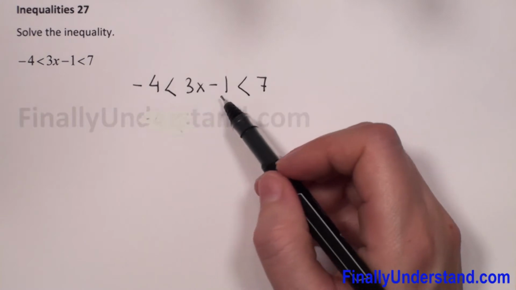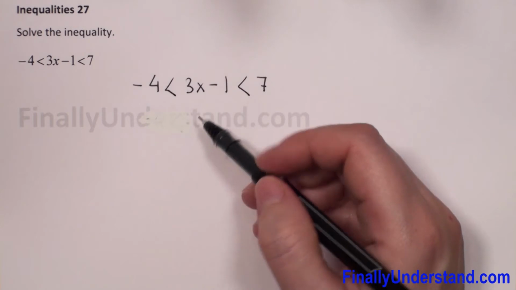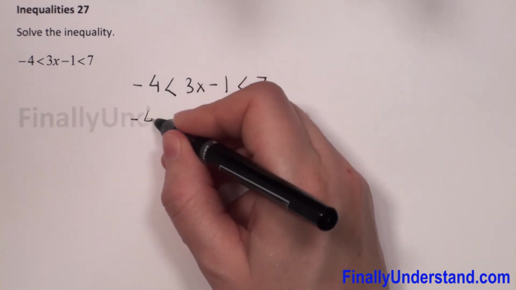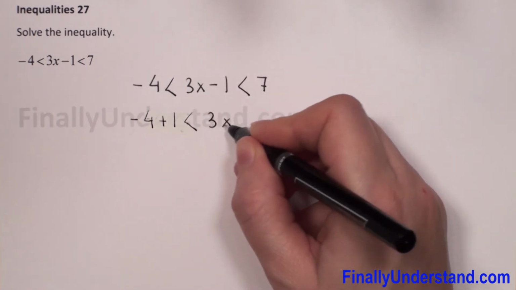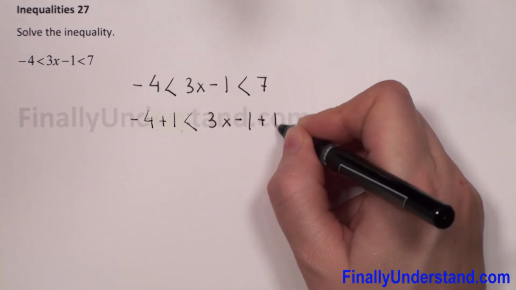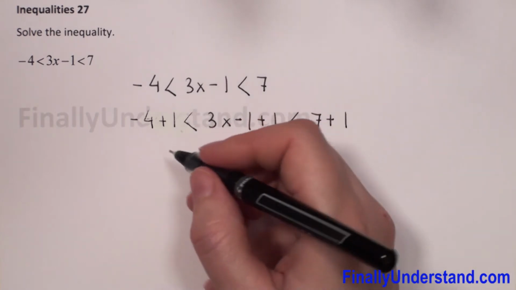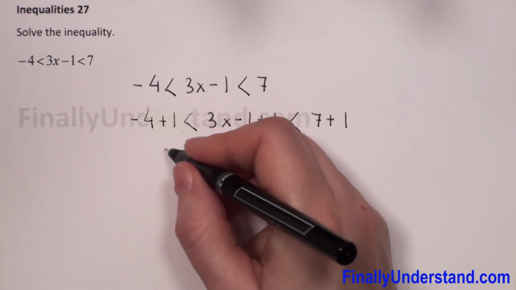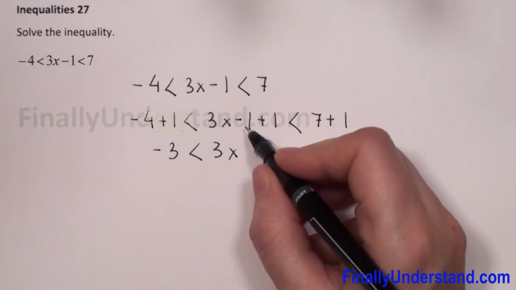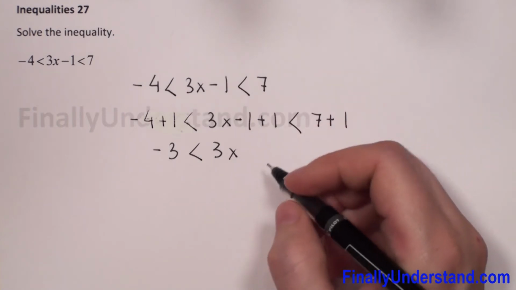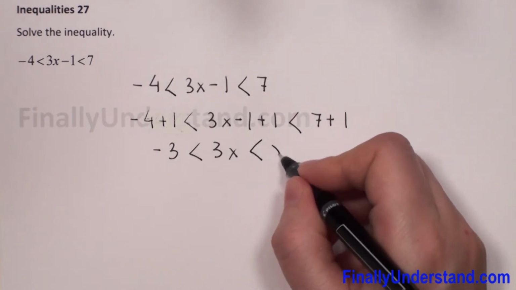We have 3x minus 1. So first I will add 1 to each member. So I have negative 4 plus 1 is less than 3x minus 1 plus 1 is less than 7 plus 1. So negative 4 plus 1 will be negative 3 is less than 3x, because negative 1 plus 1 will reduce. So I have less than 7 plus 1 is 8.